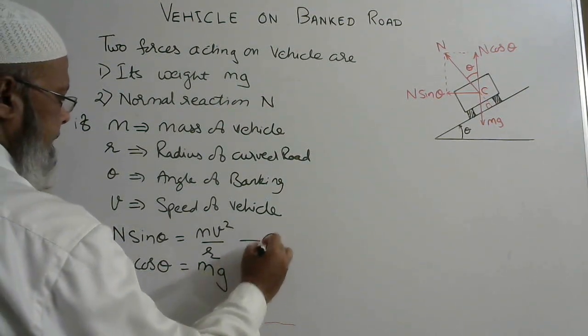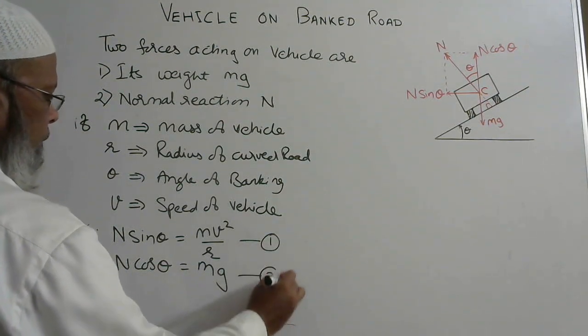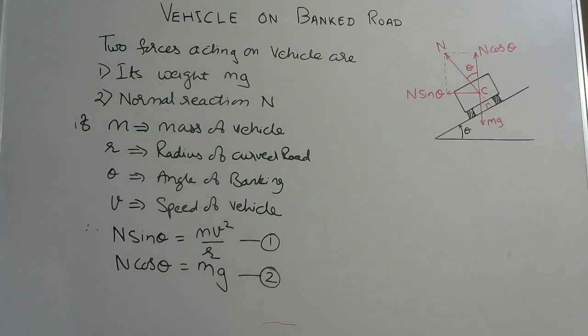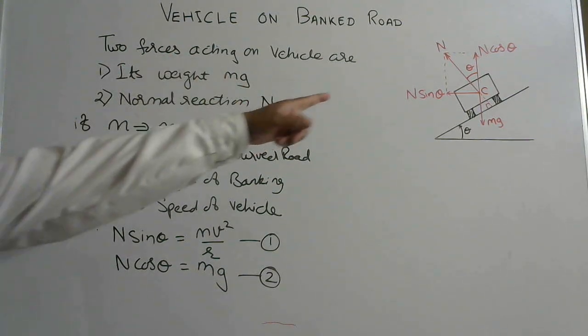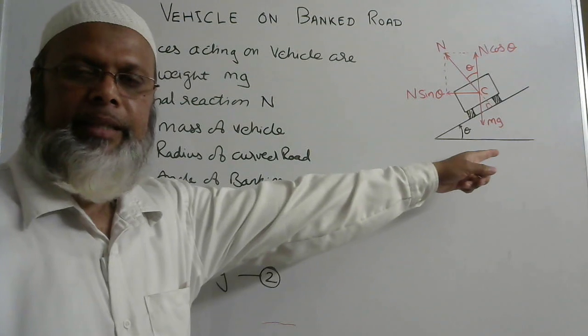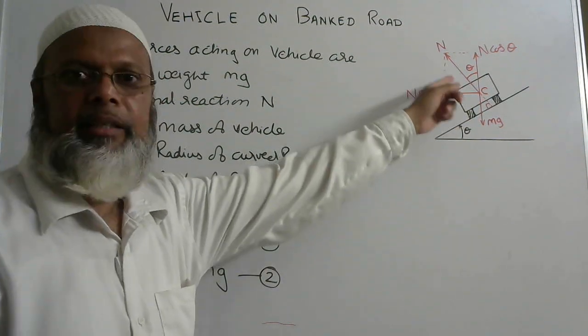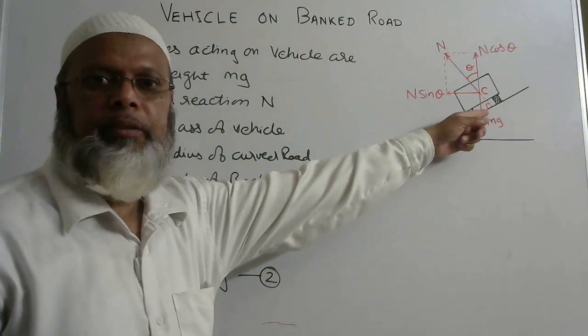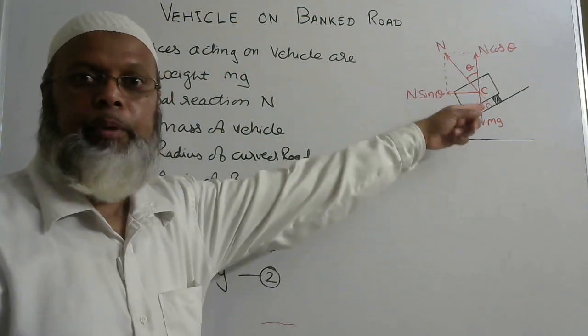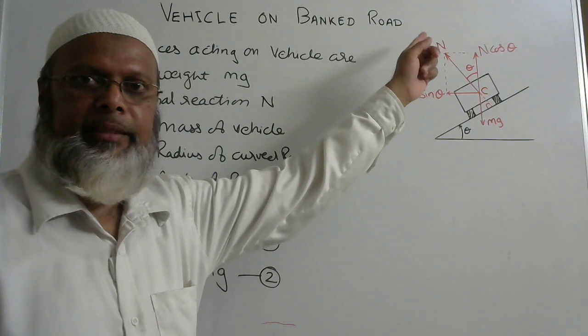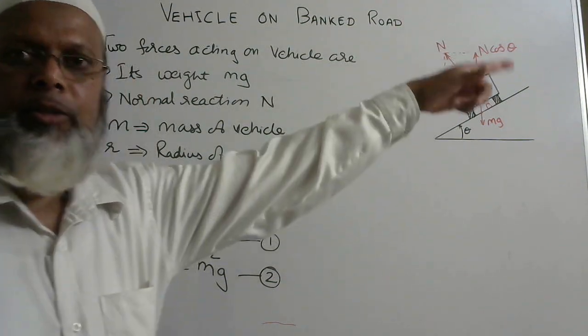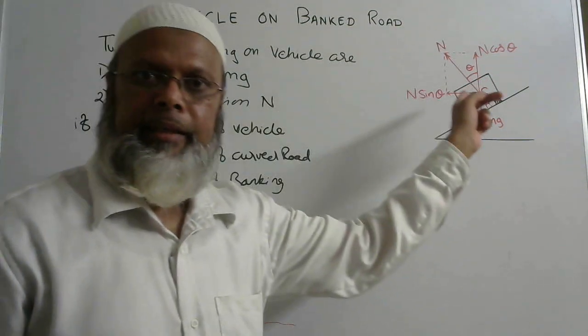So let us name this as 1 and this as 2. Is it clear up to here? I'll repeat. The two forces acting on the vehicle are its weight, acting vertically downward, that is mg, and the normal reaction by the surface of the road, acting perpendicular to the surface of the road, that is N. Okay, so this N is resolved into N cos theta and N sin theta.